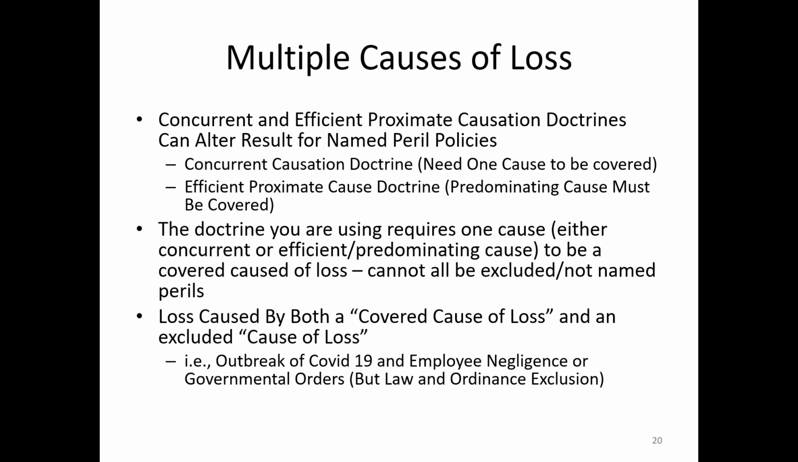So we said before, there's governmental orders, right? If you don't have a law and ordinance exclusion in your policy, that's it. You would jump in and say the covered cause of loss is the government saying shut down. But many of them do have the law and ordinance exclusion, so you might have to be a little more creative with the other cause of loss. It could be some form of negligence by somebody else. That was an additional cause.